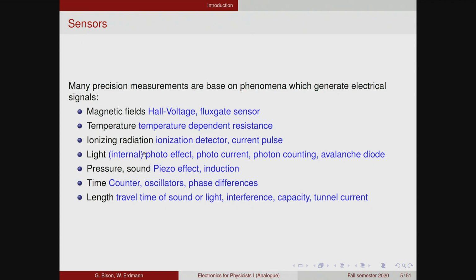Light, there are several possibilities to convert a light signal into an electronic signal. Photo effect, photocurrent, avalanche photodiodes. Pressure or sound can be measured with the piezo effect, so it's also transferring a physical signal into an electronic signal. Time, very important, can be actually measured with oscillators or comparing phase differences. And the length, so a distance, is typically measured with the travel time of sound or light, which also requires a very accurate time measurement.